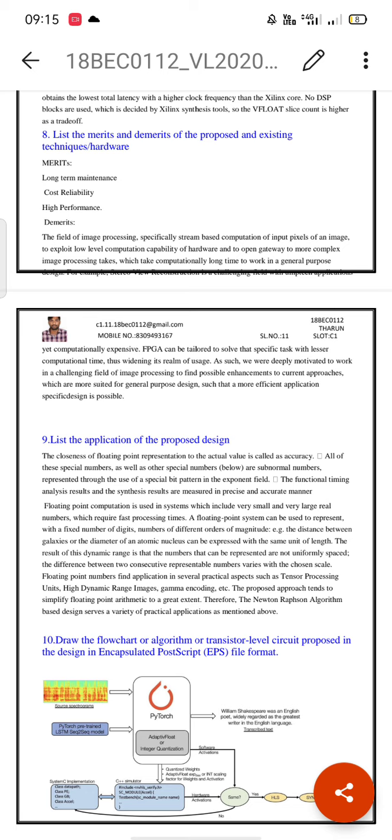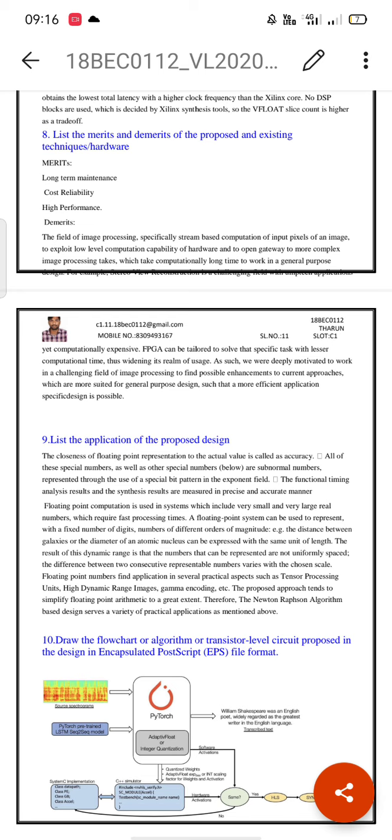This is the applications I have written. And the closeness of a floating point representation to an actual value is called accuracy, and all these special numbers as well as the subnormal numbers are represented using a special bit pattern in the exponent, and in the function analysis the results and the synthetic results are measured in a precise and accurate manner.